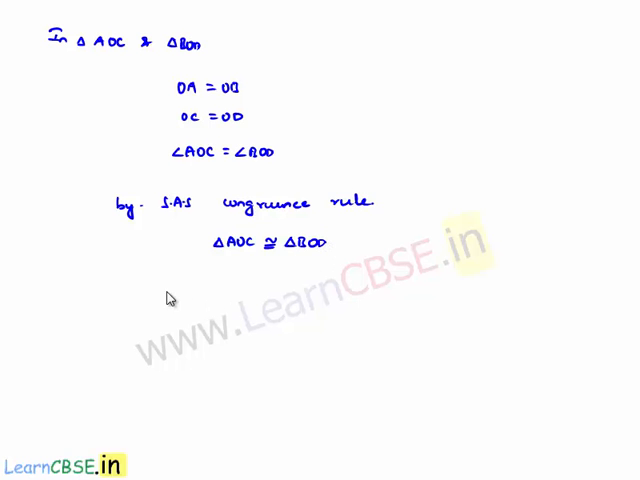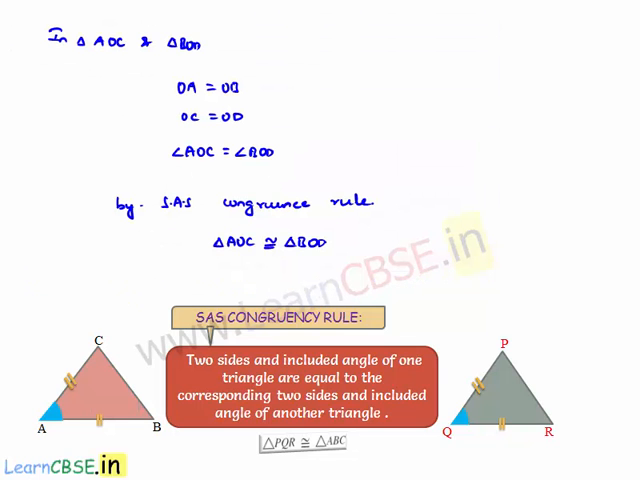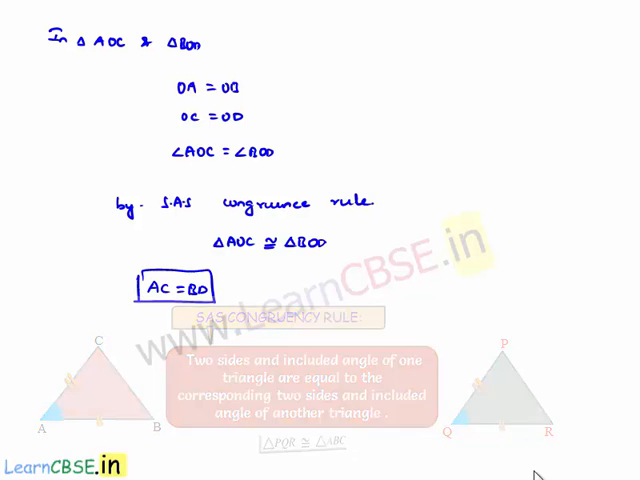Therefore, we know that when two triangles are congruent, then their corresponding sides and angles will be equal. Therefore, here the corresponding side of AC is nothing but BD. Therefore, AC will be equal to BD. That's the required proof for us.